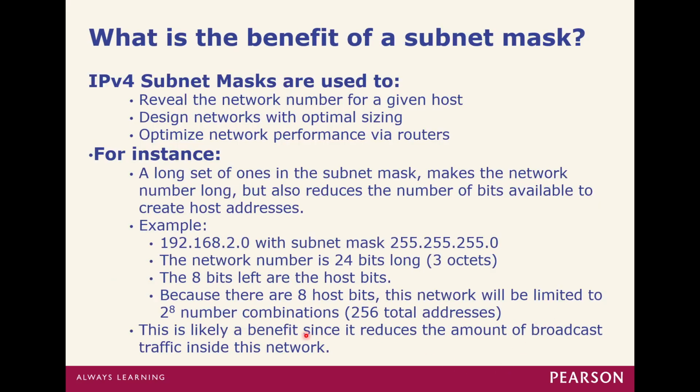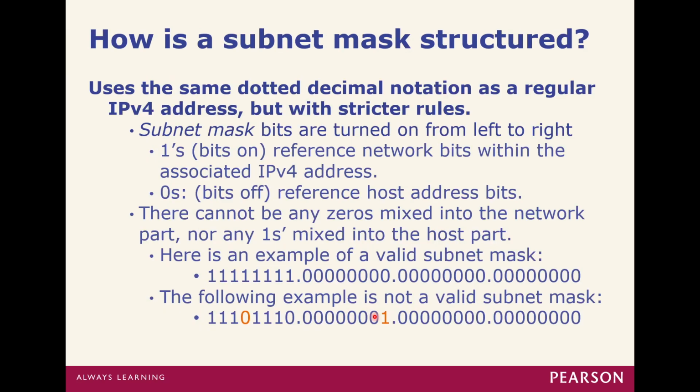Exactly. As I mentioned, a benefit is that it reduces the amount of broadcast traffic inside this network. So basically, you have 256 in here. The last one is broadcast, and the first one is for your router.